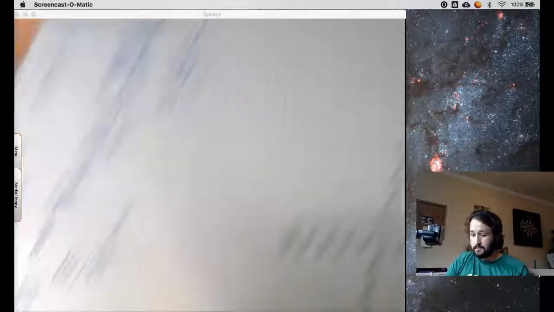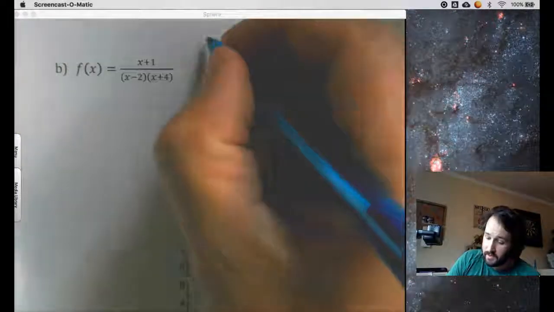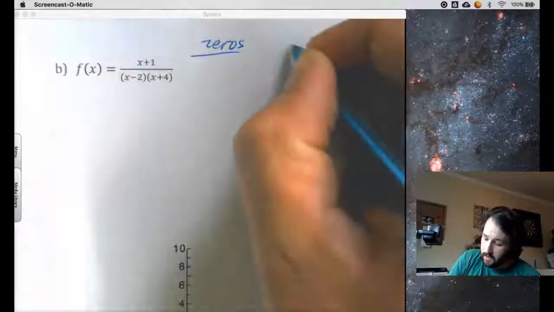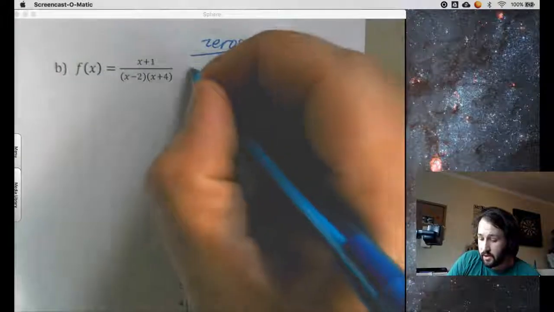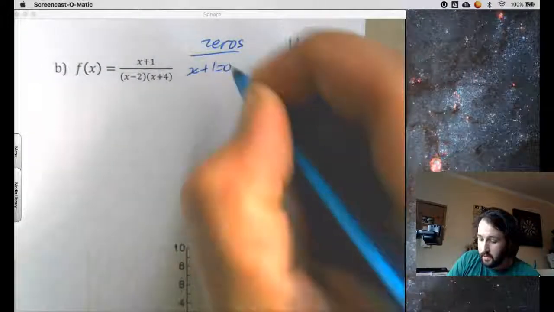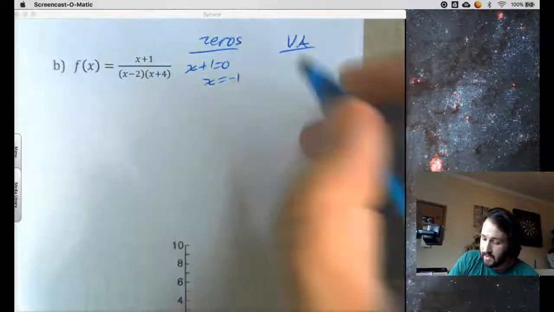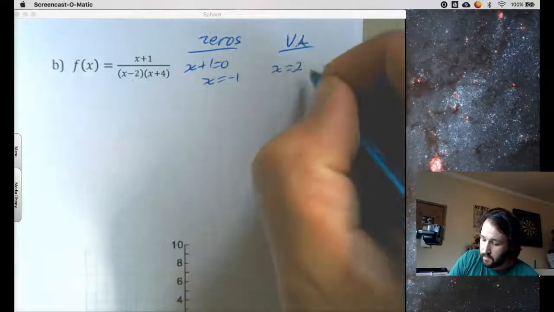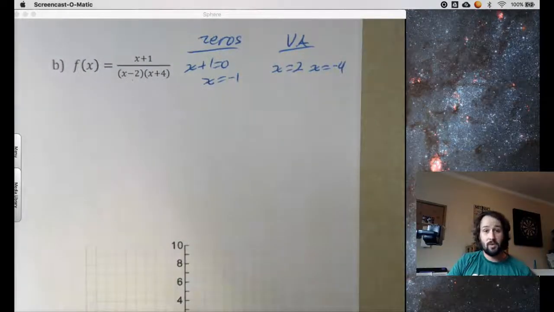All right, moving on. So with part B here, we're actually going to have some stuff. So remember the zeros and the vertical asymptotes. That's what I care about. The zeros you can actually find by setting the numerator equal to 0 and solving. So x equals -1. And my vertical asymptotes, I'll have 2 and -4. All right, so now those are the things I need to put on my line.